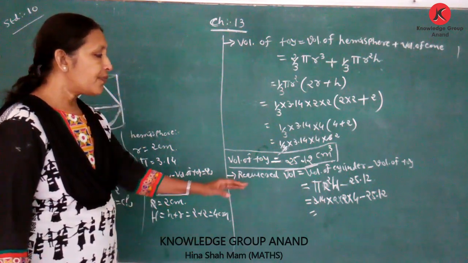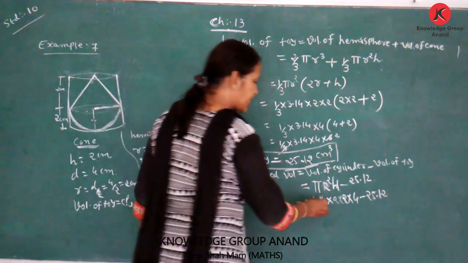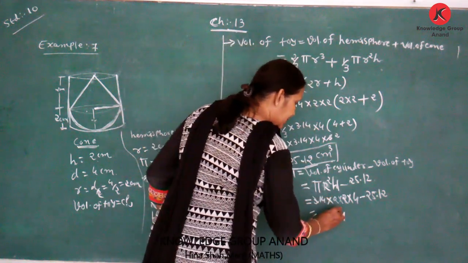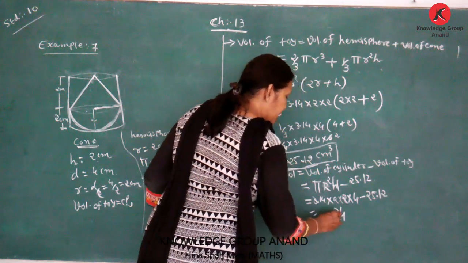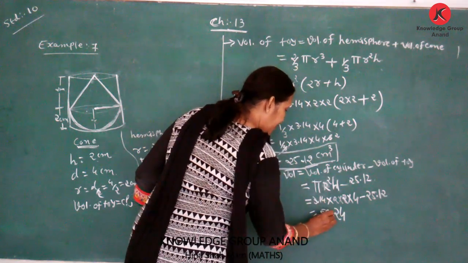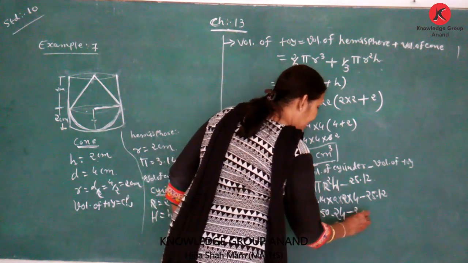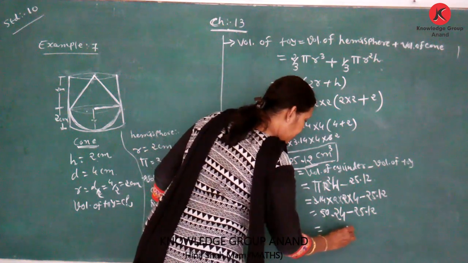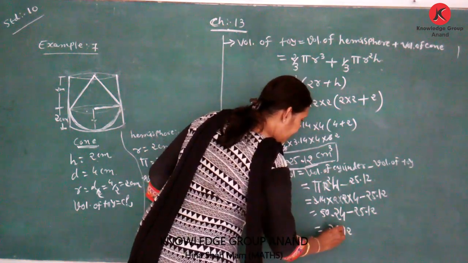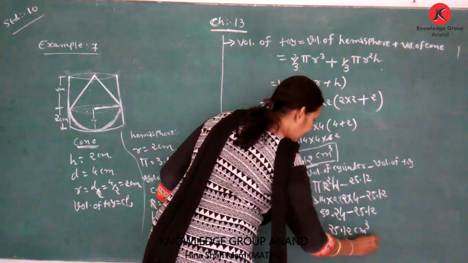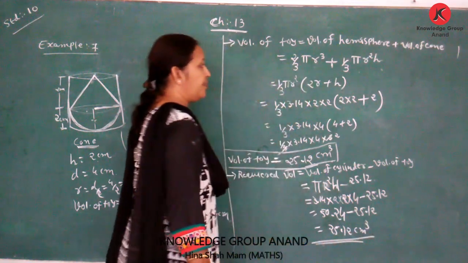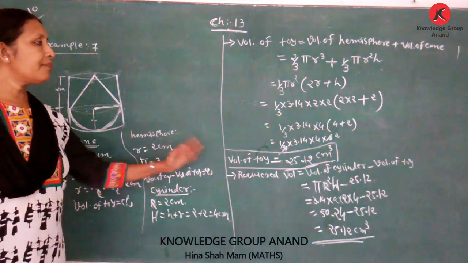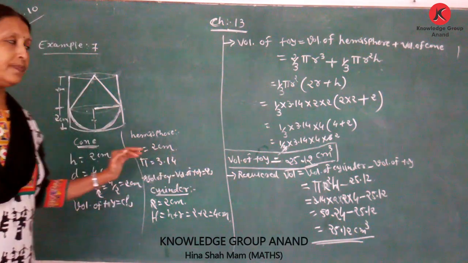2 2s are 4, 4 4s are 16, 16 4s are 64, and 16 3s are 48, into 50.24 minus 25.12 is equal to 25.12 centimeter cube, which is our difference between volume of cylinder minus volume of toy.